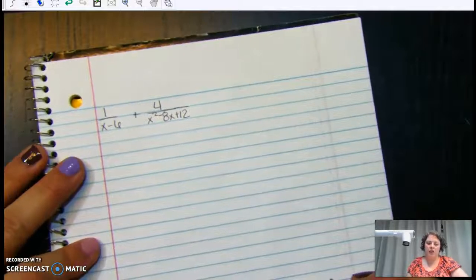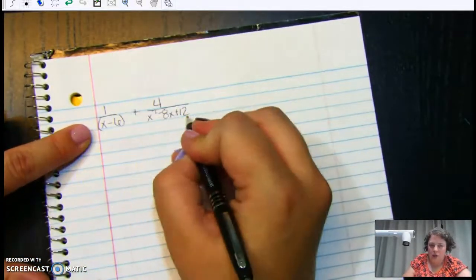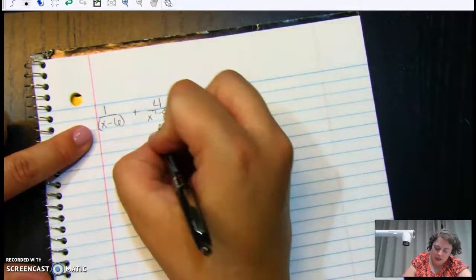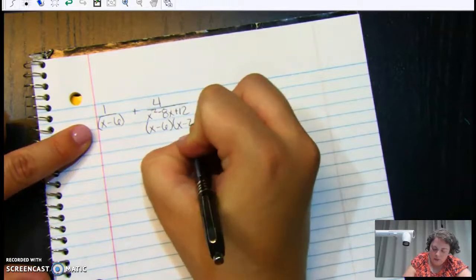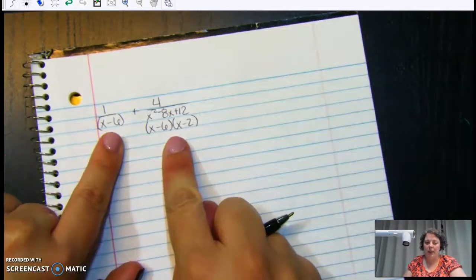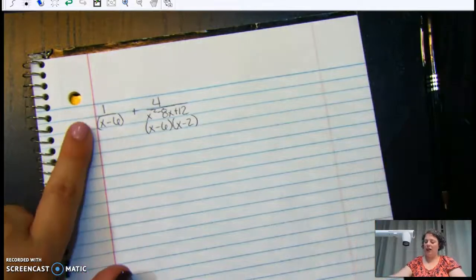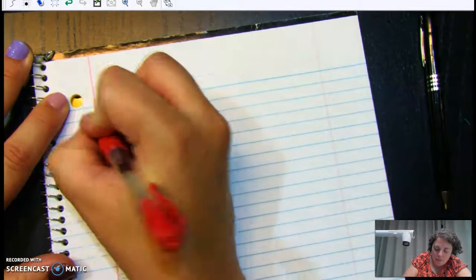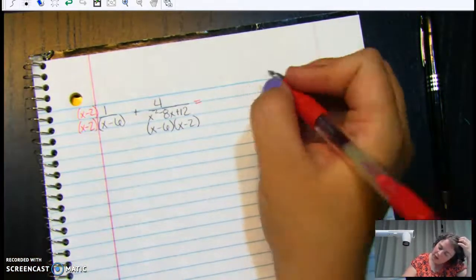All right, so first thing you should do, this is 1 unit. This is not 1 unit. This needs to be factored. So what multiplies to 12 and adds up to negative 8? x minus 6 and x minus 2. So when I compare these two denominators, they both already have x minus 6. So this side is missing an x minus 2 to make them the same. All right, so pause the video again, make sure you're going to get this right.